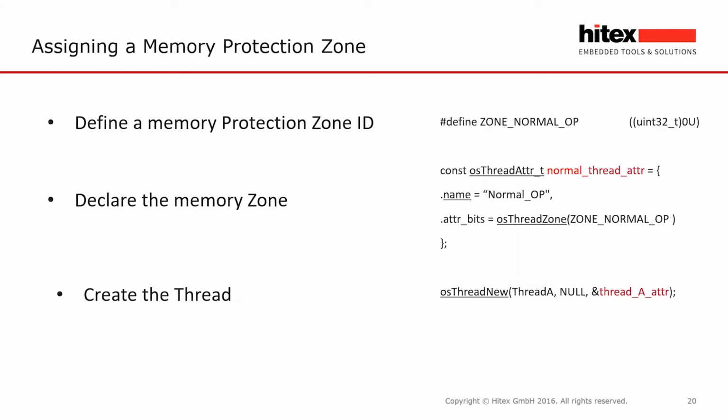Once we've done all of that, within the thread attribute we also need to create a thread zone. So this is going to be our protection zone number. We've laid out the memory and now we're allocating the zone number. So as the kernel runs, it knows what thread's executing and what zone needs to be activated. This is encoded into the attribute bits that are part of the attribute structure.